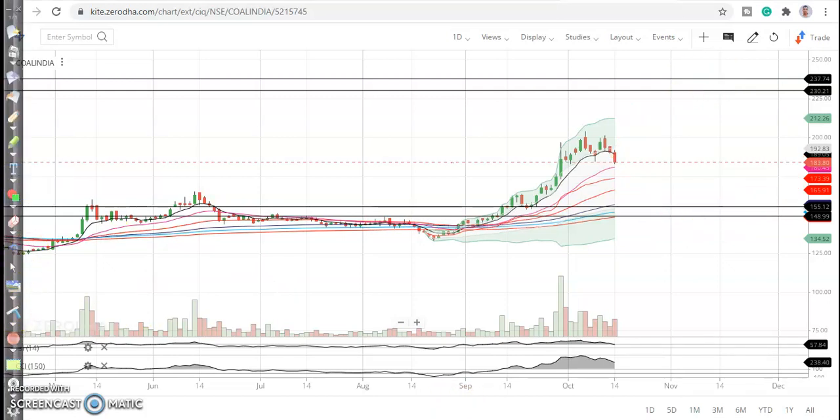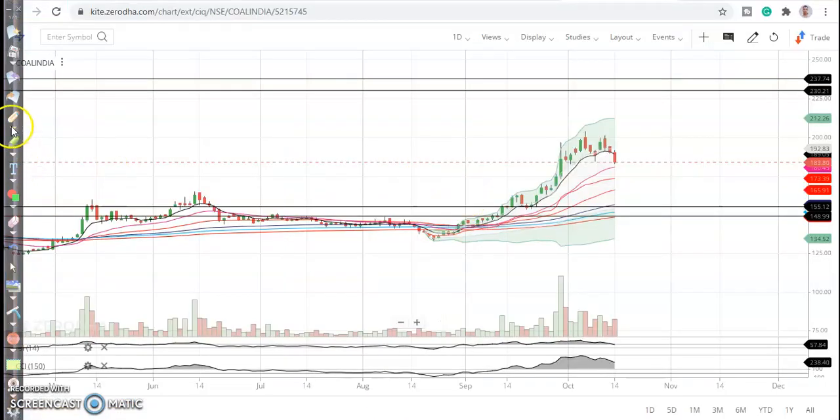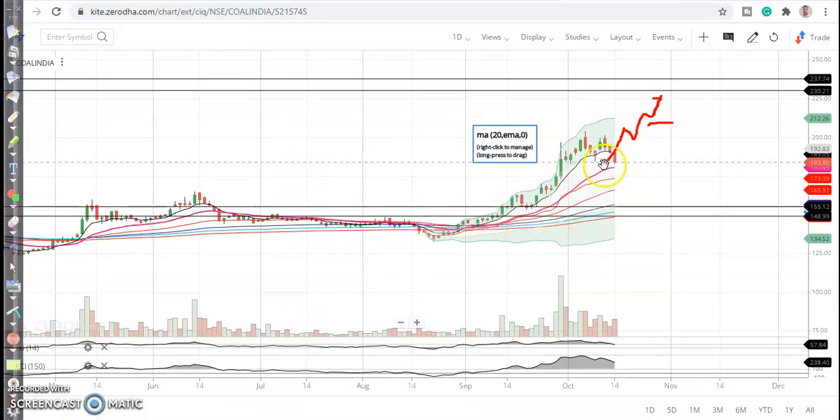And the next condition, rule number 2. Let's say the market goes up too high. Let's say the market is consistently going up and up. First here we adjust at 30 delta. Now again price goes up, so what will we do? The next condition: convert to straddle.